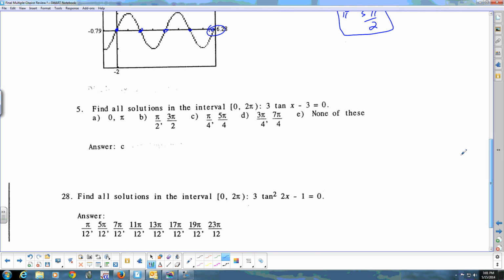Find all the solutions on this interval. Okay, add the 3, divide by 3, and you get tangent of theta is equal to 1. Well, tangent's y over x. Where is that equal to 1? Unit circle question.